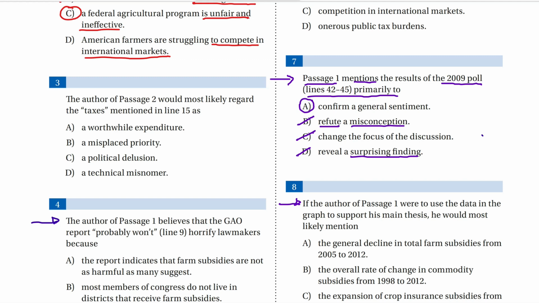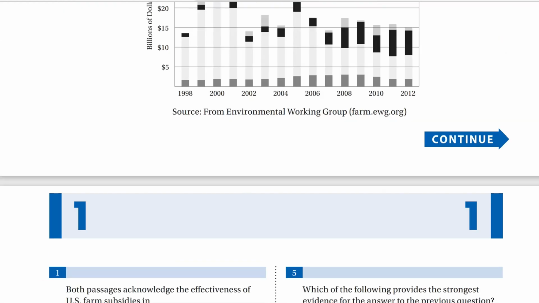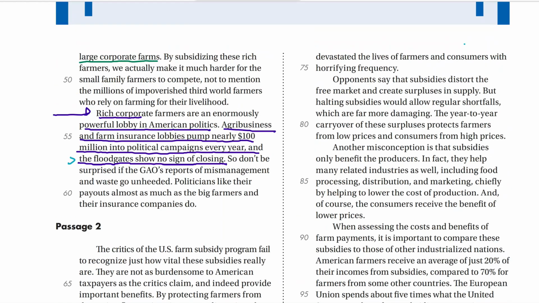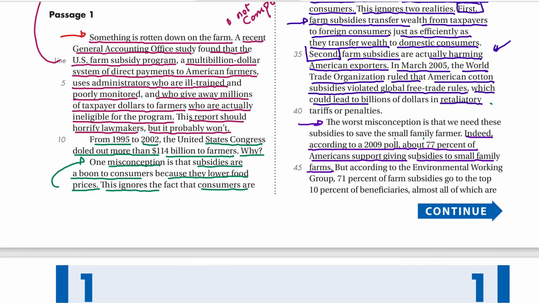What is the general sentiment? It is a misconception, and he's not siding with this kind of view. You got the point? He's not supporting it. And the evidence is, the worst misconception is that we need these subsidies to save the small family farmers.